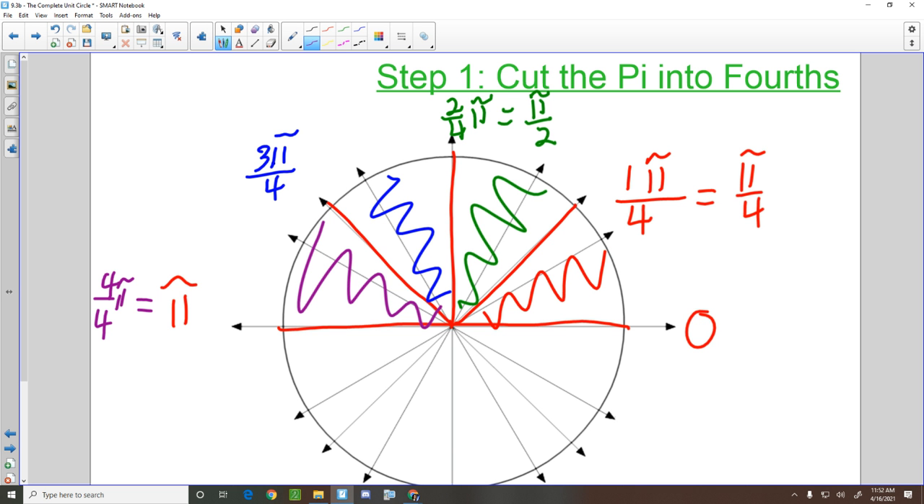What do you think? Can you handle that? 1/4, 2/4, 3/4, 4/4? And those are those angles in radians.